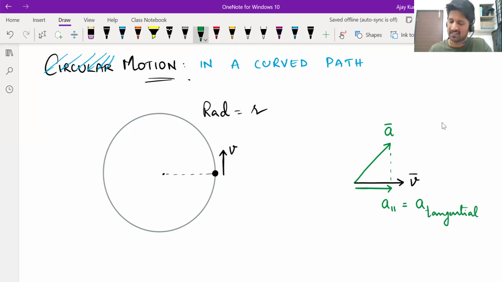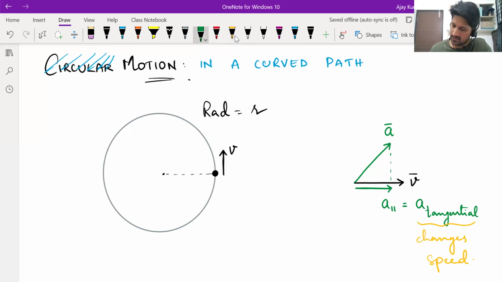Can any of you tell me what it does to the object? Acceleration in the same direction as velocity, what does it do to an object? It increases the velocity of the object, sir. It can increase or decrease the speed of the object. It can make it go faster. If it's in the exact opposite direction, it will make it go slower. So tangential acceleration changes speed of an object.